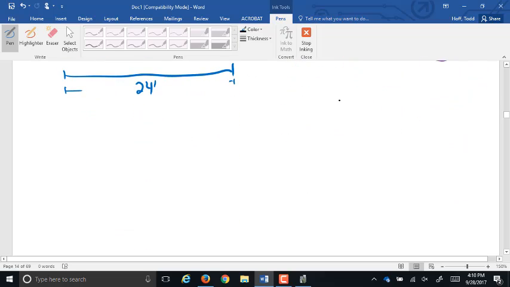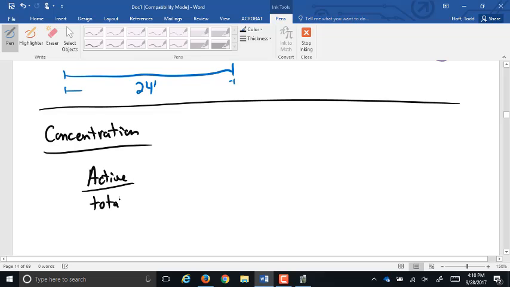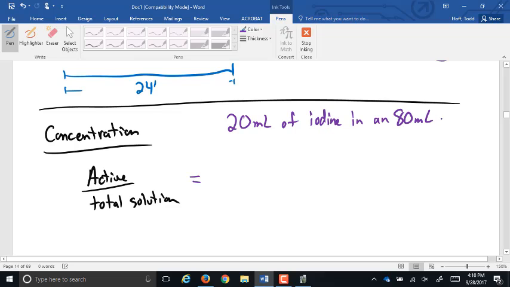Let's see. Other ones that are good. We talked a little bit about medicines. Let's talk about medical concentrations. It really doesn't even have to be medicine. It can be any chemical. But it can be the amount of the active ingredient to the total solution. So let's say that we have 20 milliliters of iodine in an 80 milliliter solution.